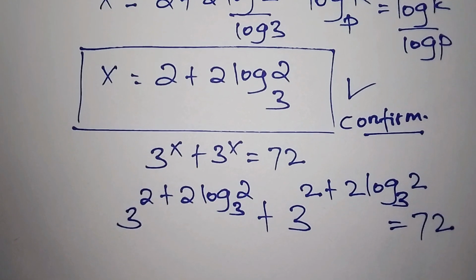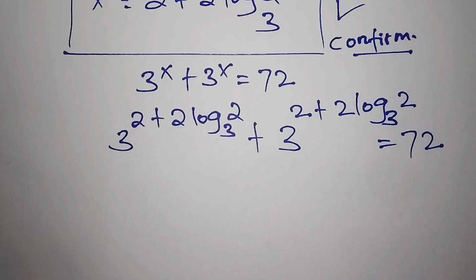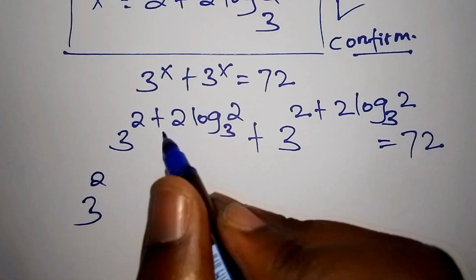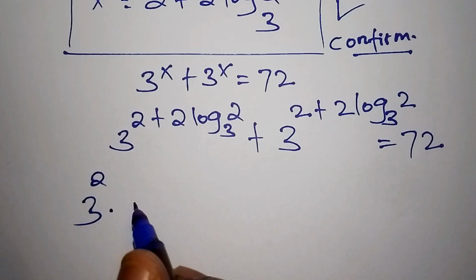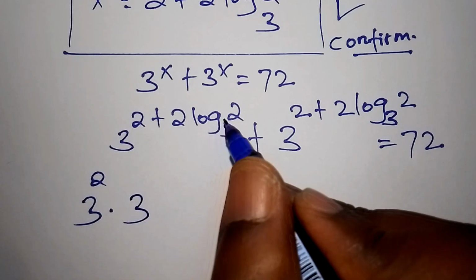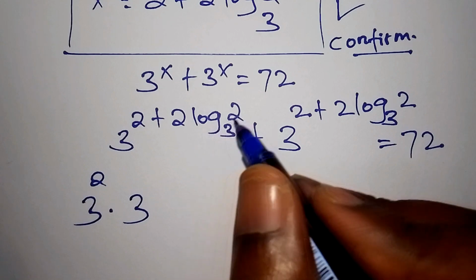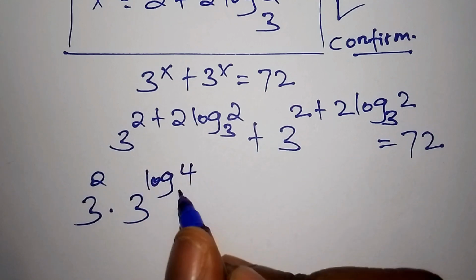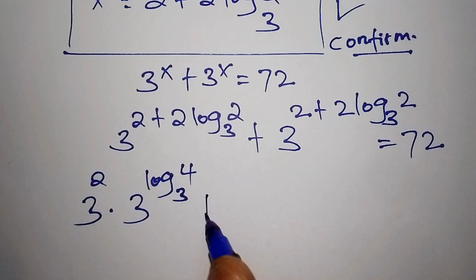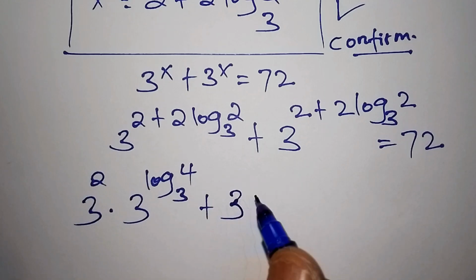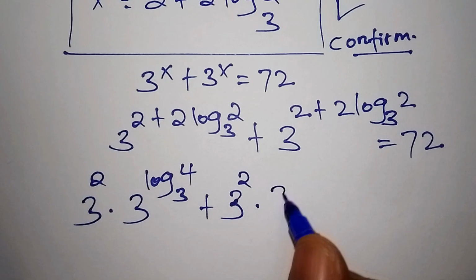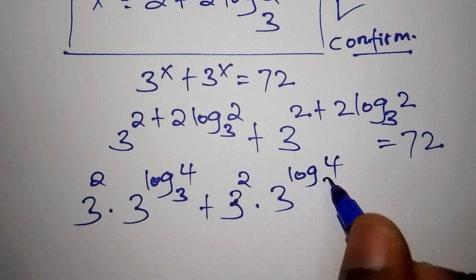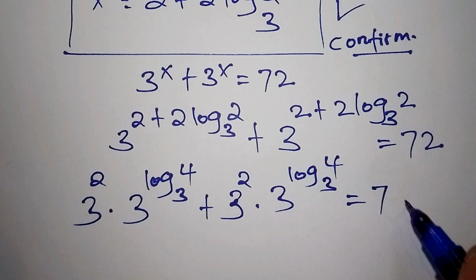So next, we shall have this one as 3 to the power of 2, then the plus changes to multiplication, then also 3 to the power of 2, the log of 2, which is the log of 2 to the power of 2, that is 4. So the log of 4 to the base of 3, then plus 3 to the power of 2 multiplied by 3 to the power of the log of 4 to the base of 3, which is equals to 72.